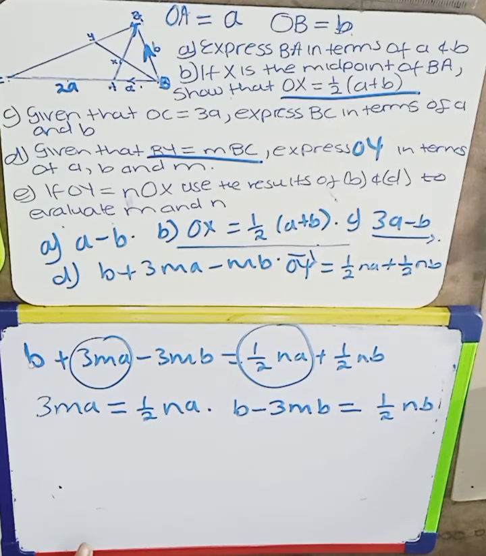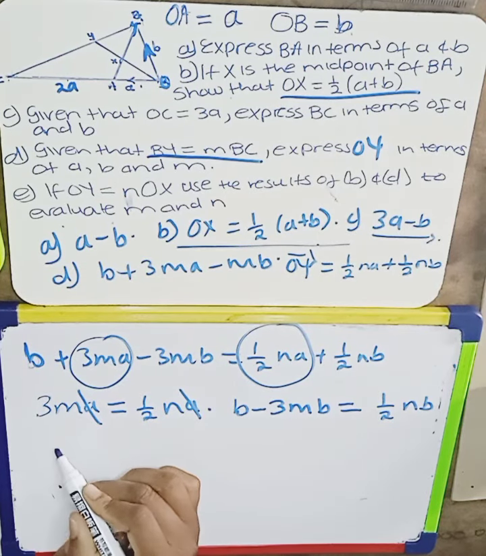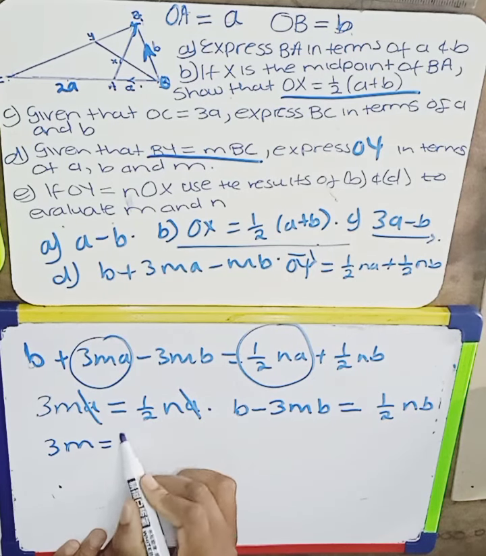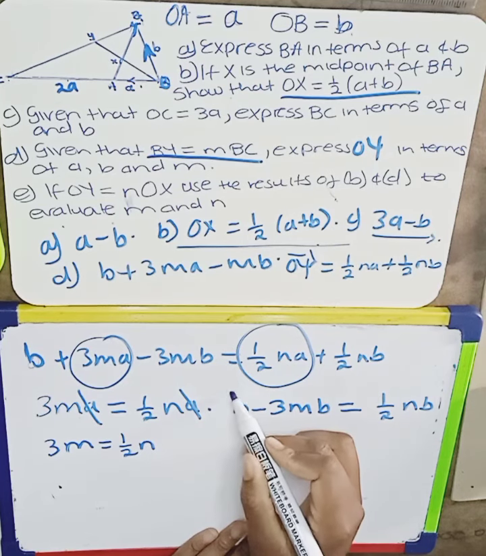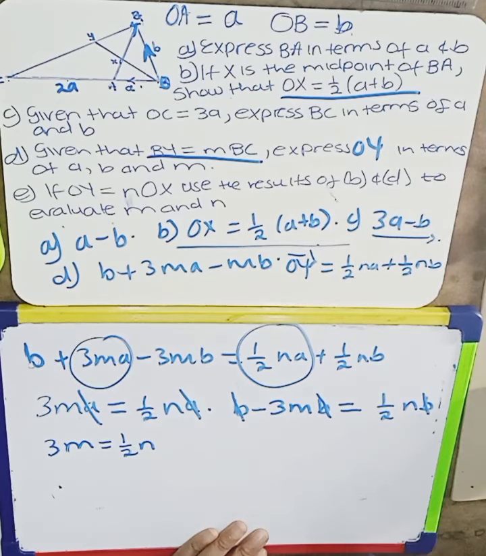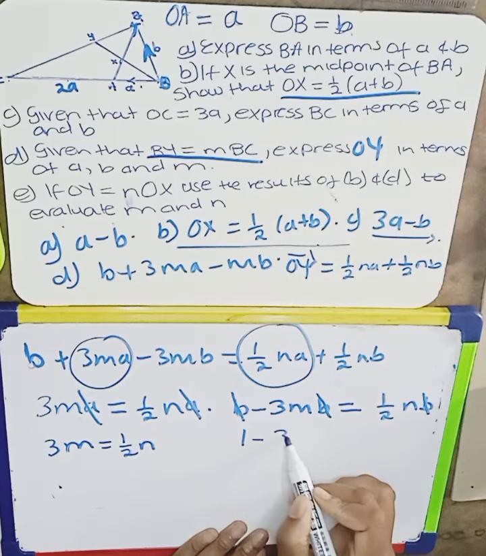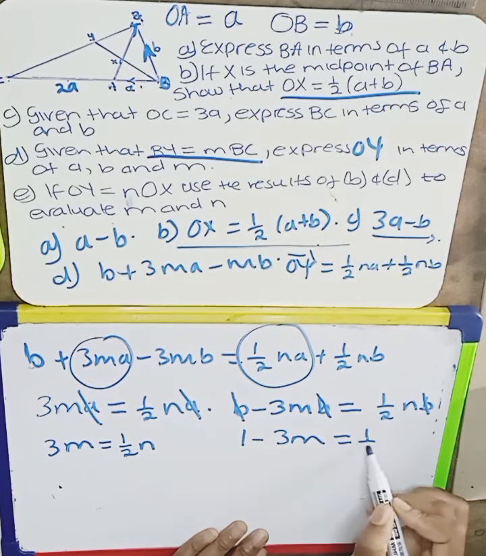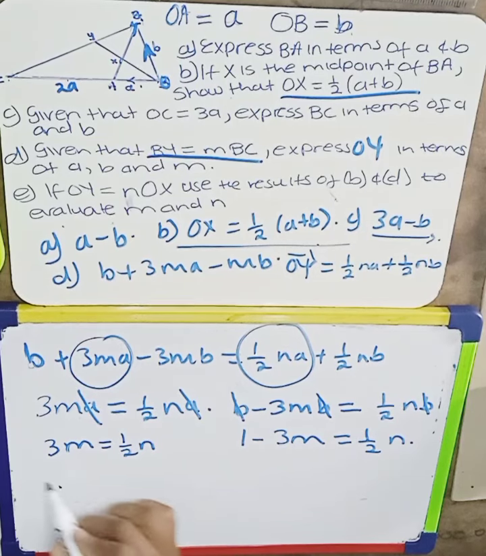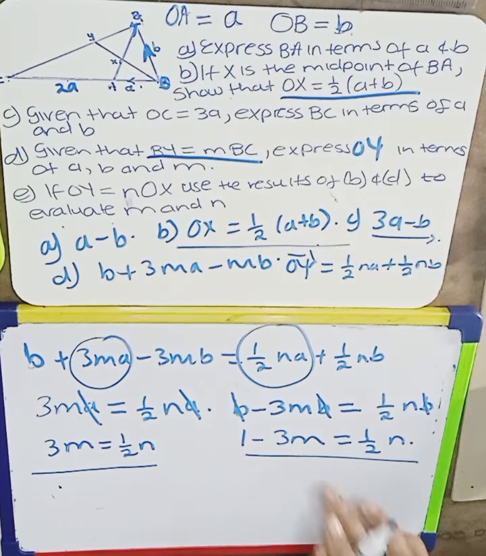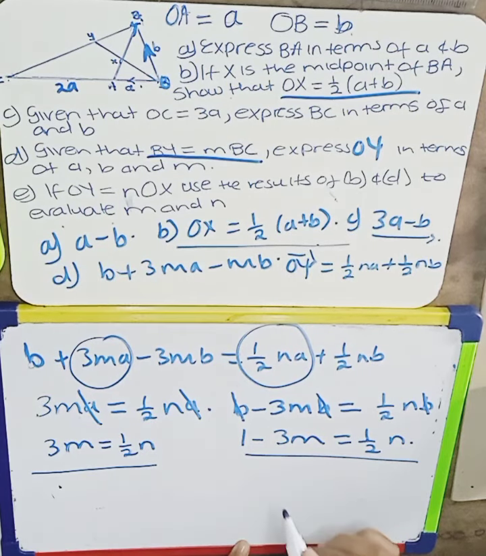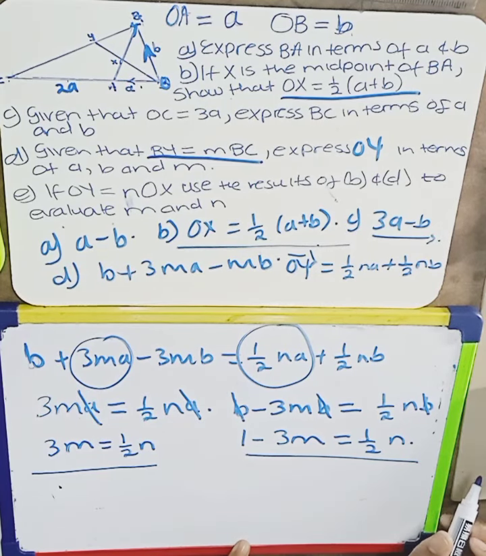And the next part of the question, you are getting rid of the vectors like that. So you'll have 3M is equal to half N this side. And if you do the same on the B's, you ignore them, you remain with 1 minus 3M is equal to half N. So now you have two simultaneous equations, right? So the first part, let's use this equation. With this equation, we have 1 minus 3M is equal to half N.